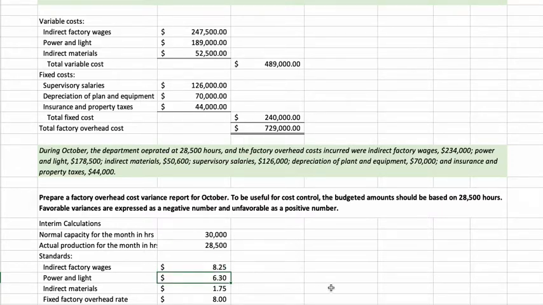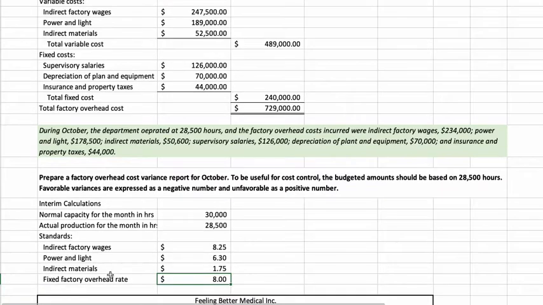For power and light, $630, it's the same thing. I'm picking up the $189,000, which was my expected cost for the month, again, based on 30,000 hours. So it's $6.30 per hour. And my indirect materials should be about $1.75. Again, I'm taking my $52,500 and dividing it by the 30,000. Again, we're going to come back to the fixed factory overhead rate in just a moment.